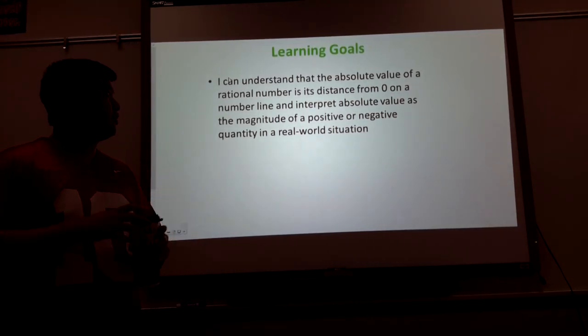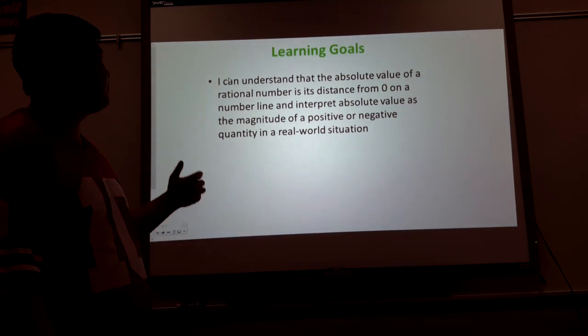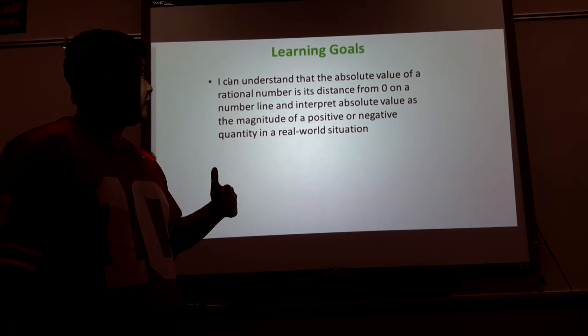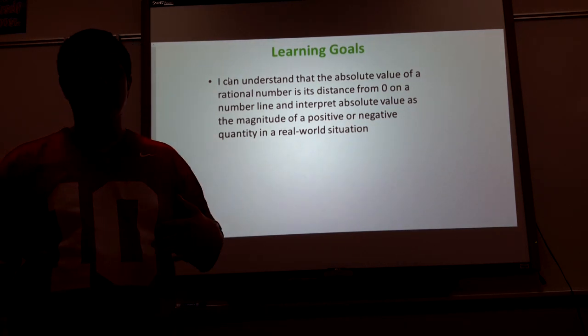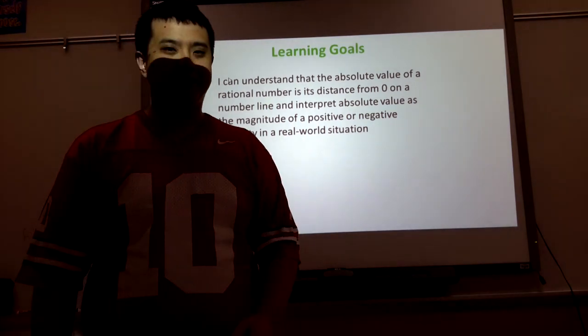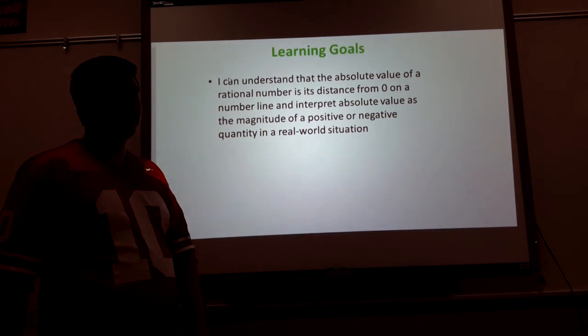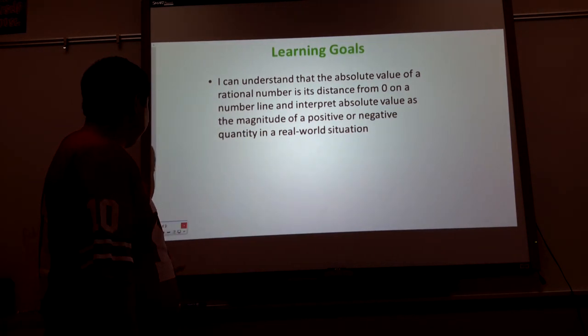Today's learning goal is: I can understand that the absolute value of a rational number is its distance from zero on a number line, and interpret absolute value as the magnitude of a positive or negative quantity in a real world situation. So go ahead and please write that down at the top of your notes. Today should be the 20th of September, and let's get started.